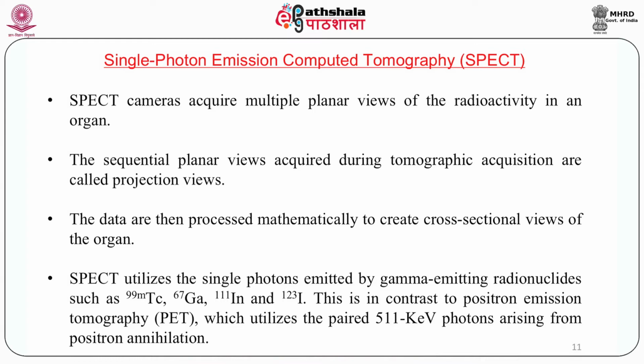SPECT utilizes single photon emission by gamma-emitting radionuclides: technetium, gallium, indium, and iodine-123. Most of these isotopes emit single photons, but they have other photons too. But as I said, technetium-99m is the workhorse because it gives a 140 keV photon, which is monoenergetic. This is in contrast to positron emission tomography, which utilizes a pair of 511 keV photons. PET uses a radioisotope which is a positron emitter. The positron comes out, hits an electron, annihilation takes place, and two photons go in opposite directions, 180 degrees apart, of 511 keV, and finally the mechanism is the same: it hits the detector. But the detector in PET is different from SPECT, which we are going to cover in the next presentation about PET.